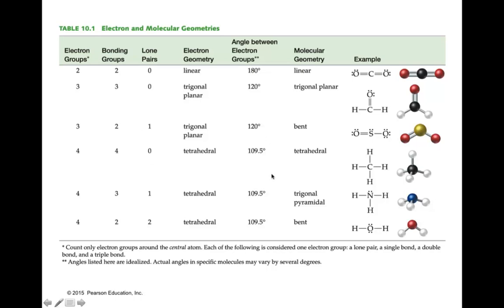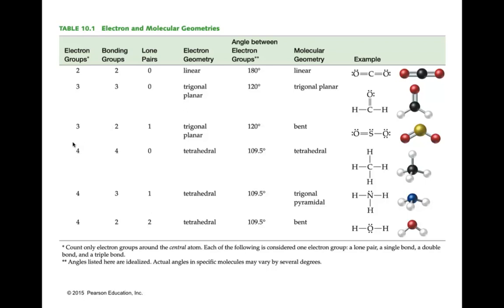Here we have a summary table. Whenever we have, for example, 2 electron groups and both are bonding groups, the shape is going to be linear for both the electron and the molecular geometry. If we have 3 groups and all 3 are bonding, then the electron geometry and also the molecular geometry are going to be trigonal planar. But if we have 3 electron groups and one of them is a lone pair, we have trigonal planar for the electron geometry, but the molecule is going to be bent. SO2 is an example of that: three electron groups, with two of them bonding and one lone pair.